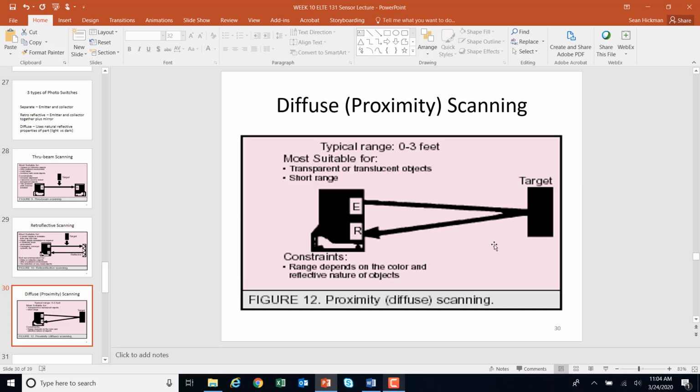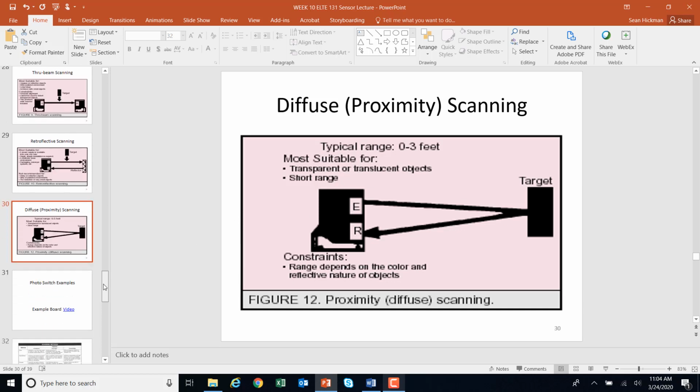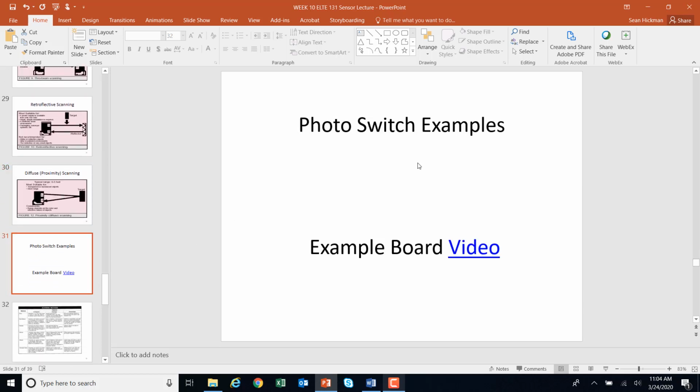So you want to take a look at the benefits of a diffuse proximity sensor. Where's that video? It's right here. So you're going to pause right here and watch the video. Pay attention to how these photo switches are working.